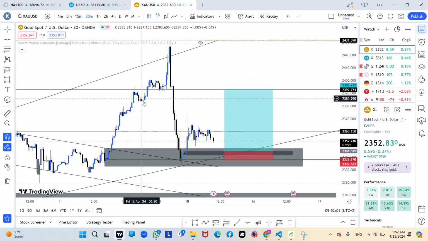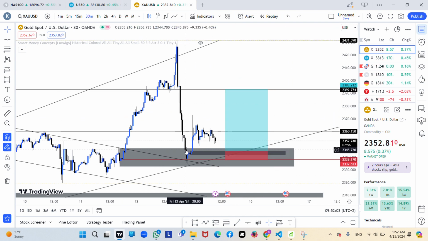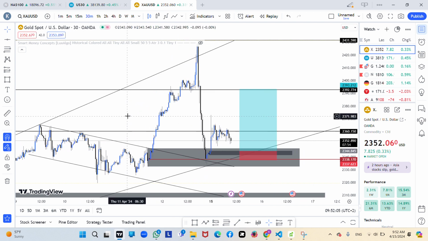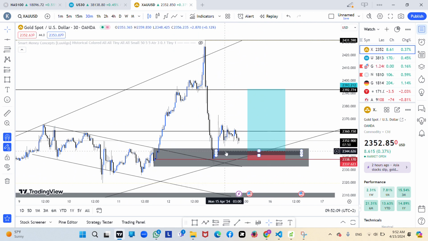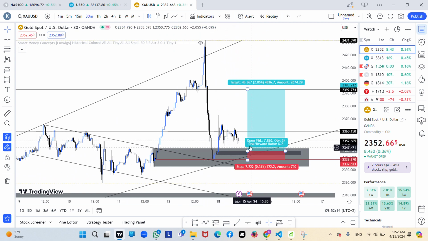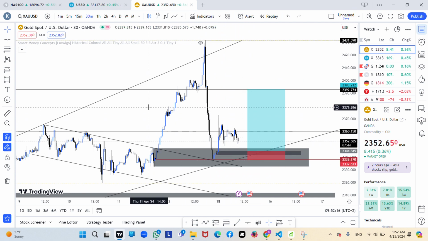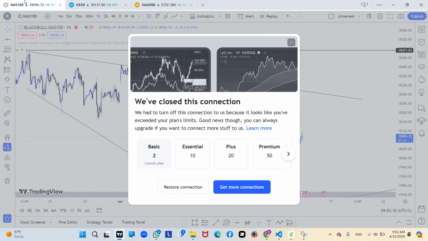This is how I see gold. I see buys on gold, guys. I'm already in a position, so I will enter more positions if price does come back maybe around that.